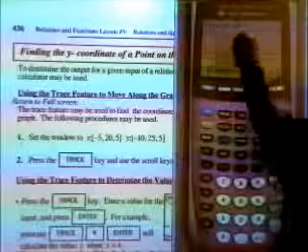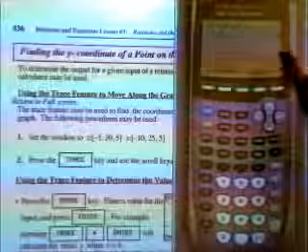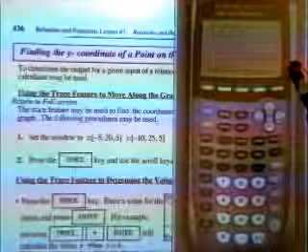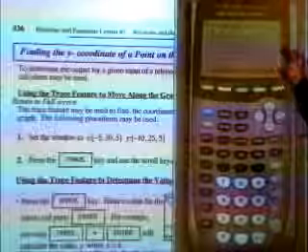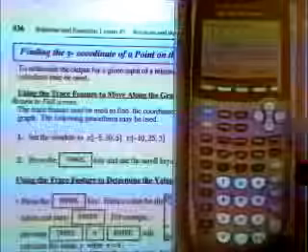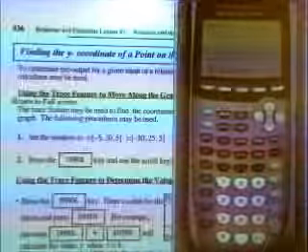Because what I need to do is tell the calculator, look in this area for the intersection point. Because sometimes we might get a graph that has more than one intersection point. If this was a quadratic, there'd be 2 intersection points, and I need to tell the calculator which one to look at. So once I have it close to there on the first curve, I press enter.